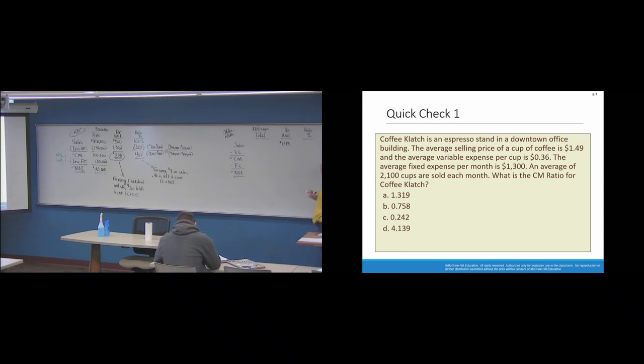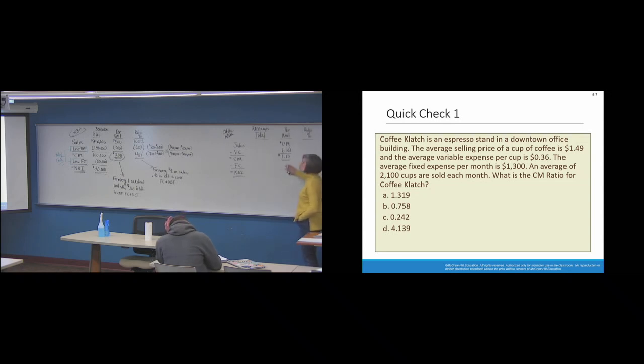And then it says the average variable expense per cup is 36 cents. Where does that go? Per unit? Variable expense or variable cost, right? Okay. So now can I figure out contribution margin now that I have these two numbers? Yeah, it's $1 what? Per cup, right? So every cup of coffee yields me $1.13 to cover fixed costs and net operating income.